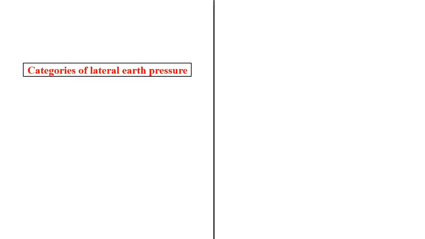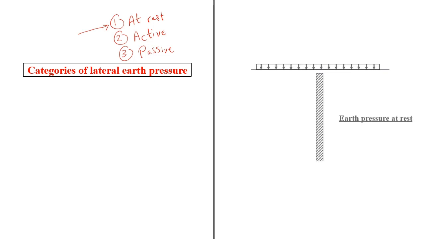First of all, let's talk about the different types of lateral earth pressure. We have three main types. The first one is at-rest lateral earth pressure, the second type is active lateral earth pressure, and the third type is passive lateral earth pressure. In this video we are going to focus on the first type only, the at-rest lateral earth pressure.